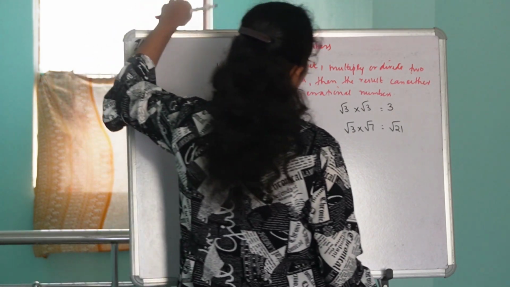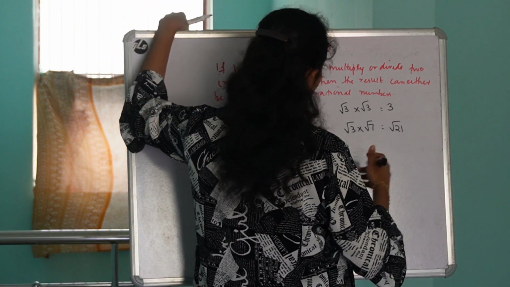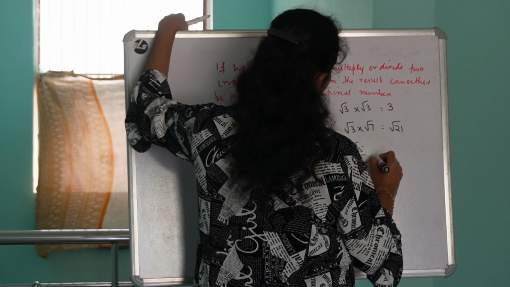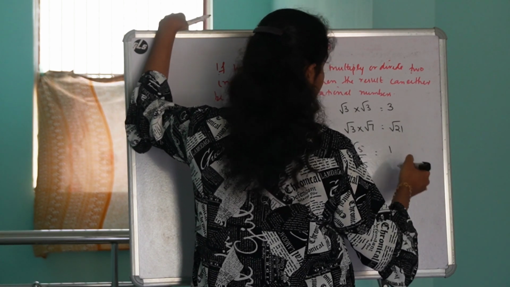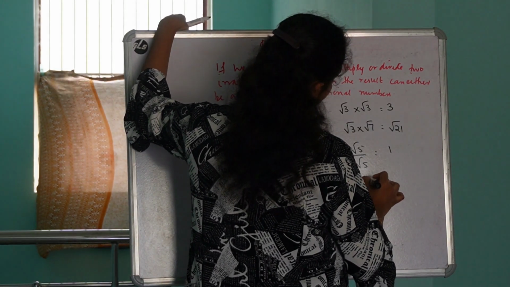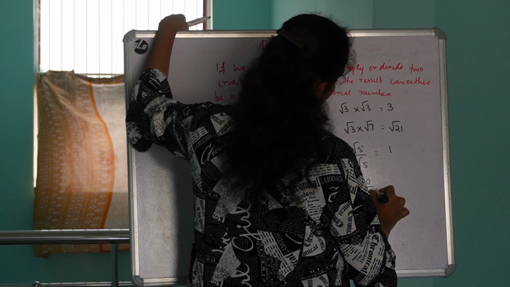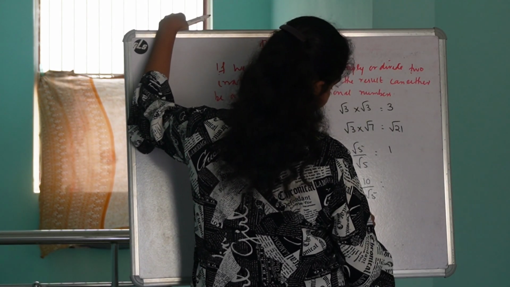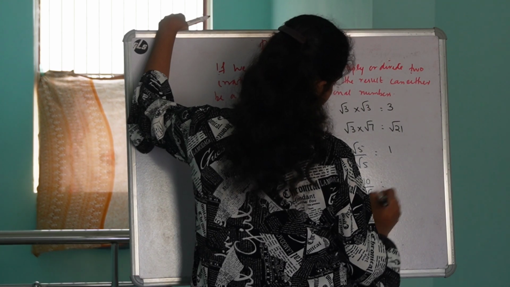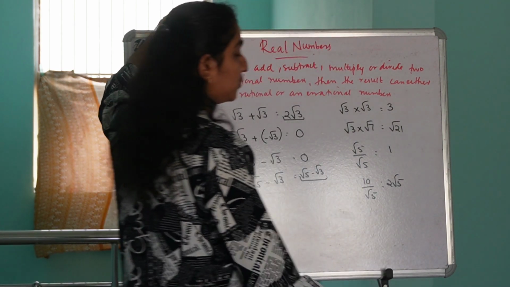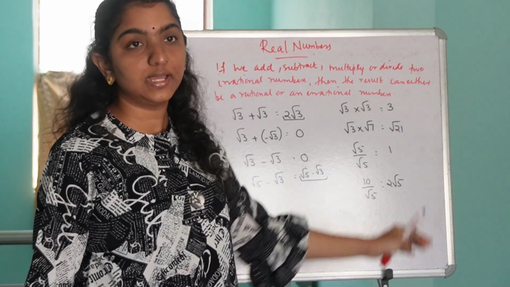Okay. So let's see two examples for division. Suppose we are dividing two irrational numbers, root 5 by root 5 is equal to 1, where 1 is a rational number. Again, if we are dividing 10 by root 5, when we divide 10 by root 5, the result obtained is 2 root 5, where 2 root 5 is an irrational number.